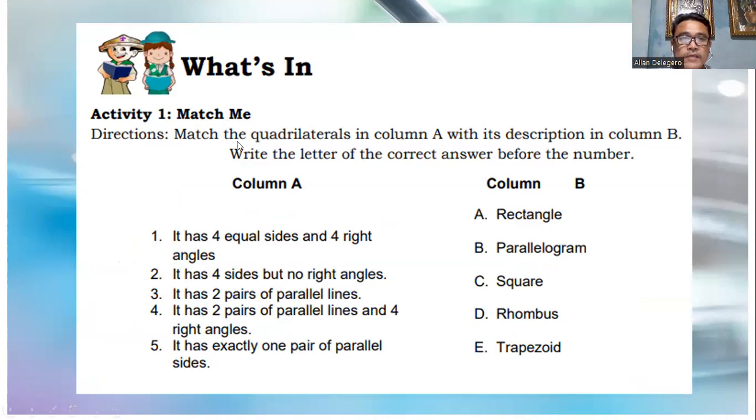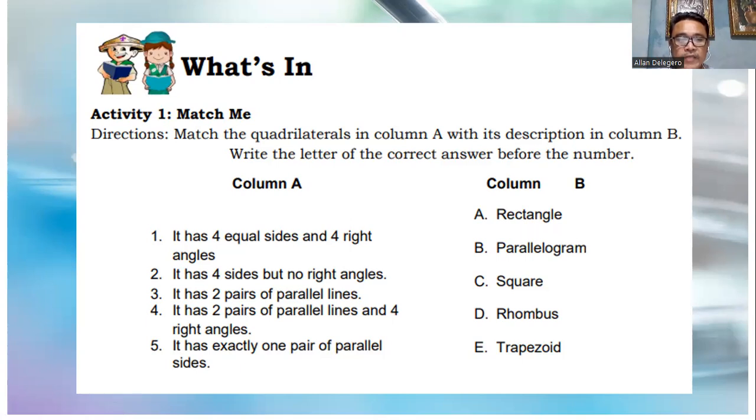Match the quadrilaterals in column A with its description in column B. Write the letter of the correct answer before the number. Number 1. It has 4 equal sides and 4 right angles. Number 2. It has 4 sides but no right angles. Number 3. It has 2 pairs of parallel lines. 4. It has 2 pairs of parallel lines and 4 right angles. 5. It has exactly 1 pair of parallel sides.